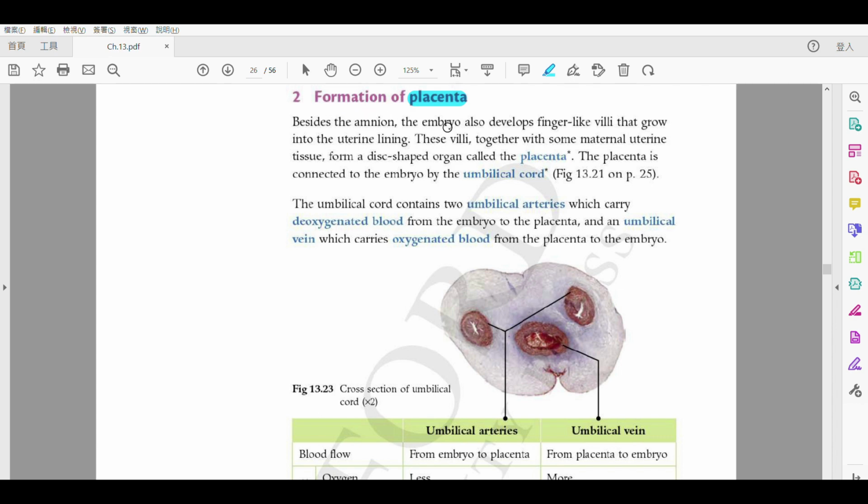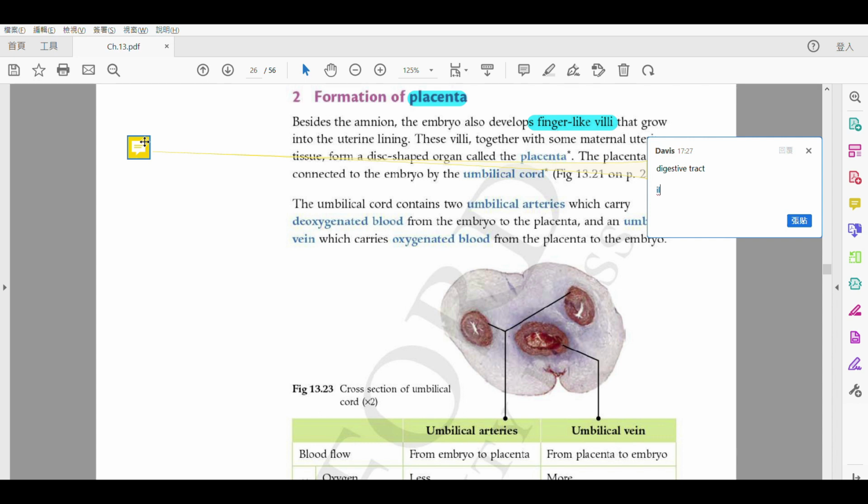Alright, 好啦 so the embryo will develop finger-like villi, 佢會有一啲嘅纖毛啊，finger-like villi。So what is villi? I hope you remember because in chapter 6 when we talk about the digestive tract, that will be inside our ileum to increase the surface area, okay, to absorb the nutrients. For absorption of nutrients. Okay, so this part, yeah, so this part there, it develops a lot of villi.